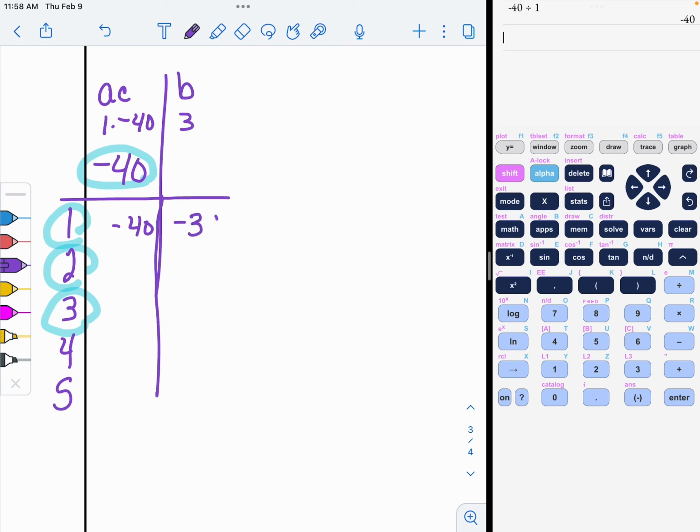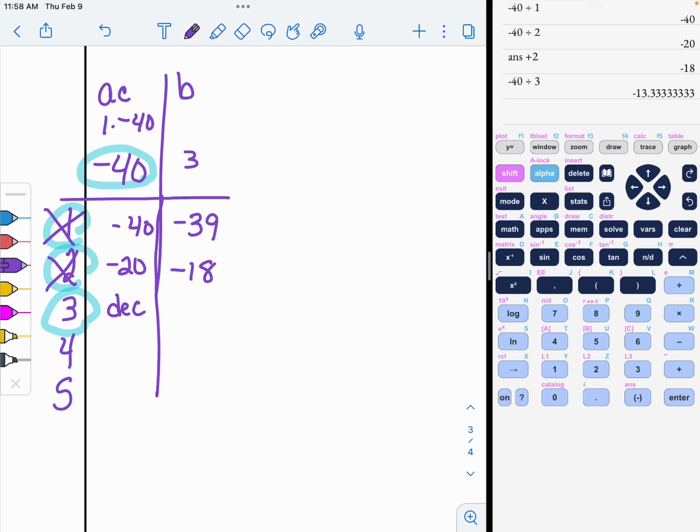Add those, negative 39, not the 3 that we want. Negative 40 divided by 2 is negative 20. Add those, negative 18. Again, not what we want. Negative 40 divided by 3 is a decimal. Silly me. So definitely not what we want. Negative 40 divided by 4 is negative 10. Add those. You get negative 6. We're getting closer, but not it.